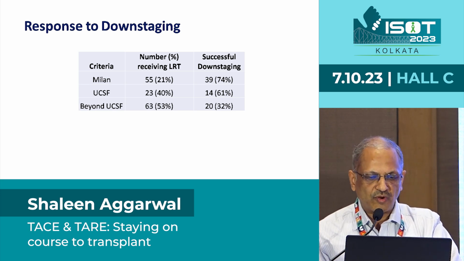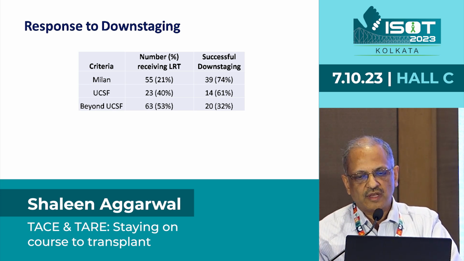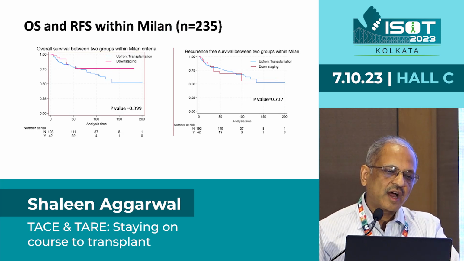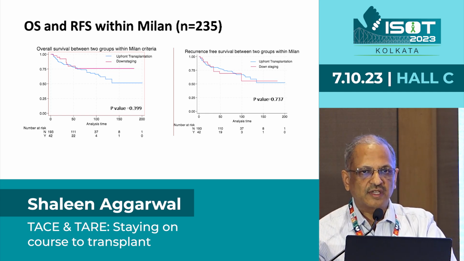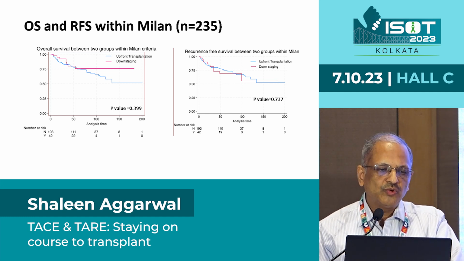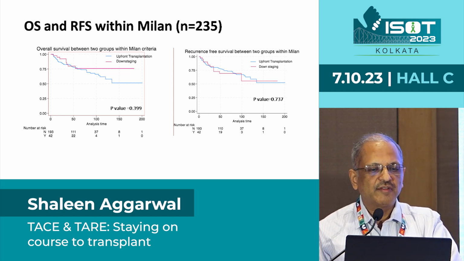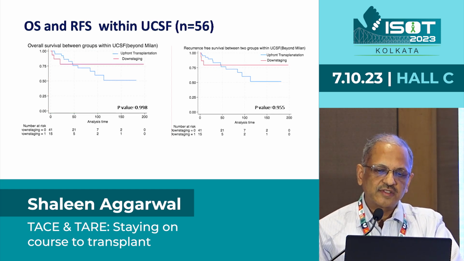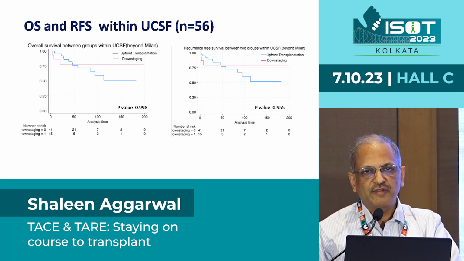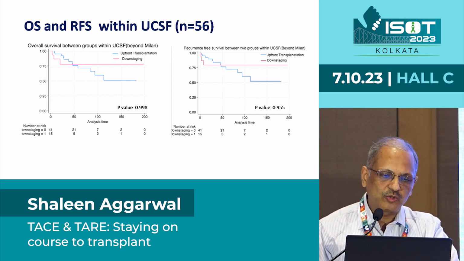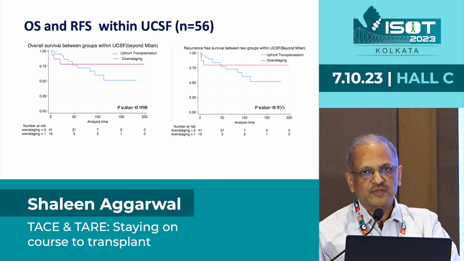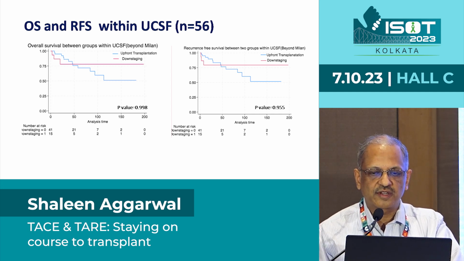And when you went beyond UCSF, again, very poor results. Only one-third of patients could be successfully downstaged. And when we looked at our data, about 157 patients underwent locoregional therapy, majority of them TACE, as I showed in the previous slide. There was no difference in the overall and recurrence-free survival when we talk about the patients within Milan. When we move upwards to the UCSF, 56 patients, again, no difference between downstaging and upfront transplant group, although the lines start separating after 5 years. So maybe long-term outcomes may be better, but we have to wait for further results.